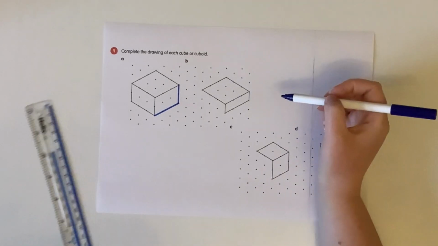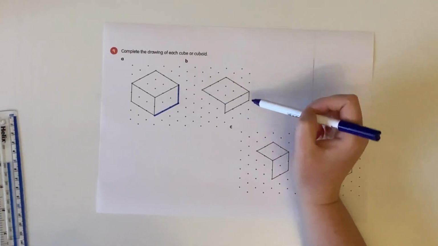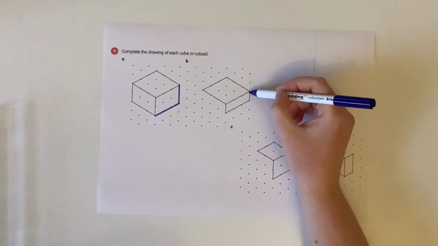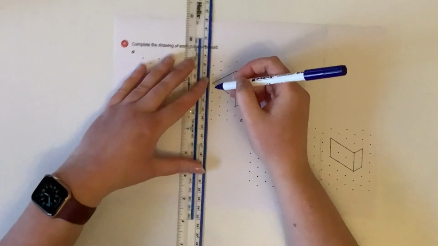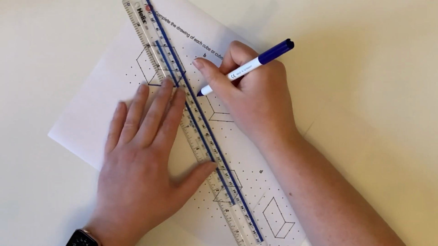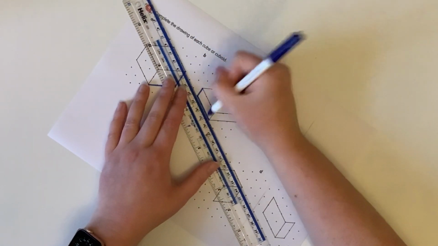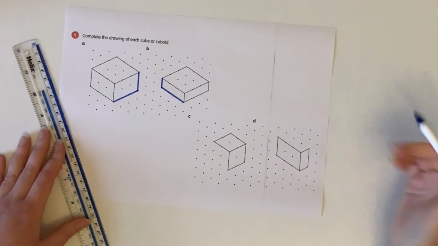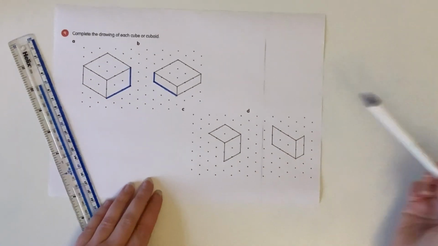Once again, let's look at this side here. So I know that this side needs to be the same as this one, and it's come down from this point by 1. So I'm going to do that here, and then join up the bottom edge. Okay, there we go.